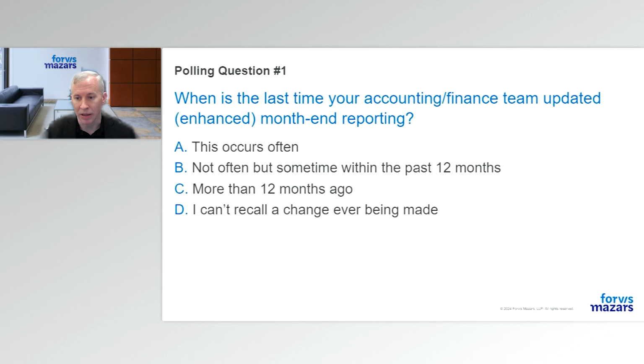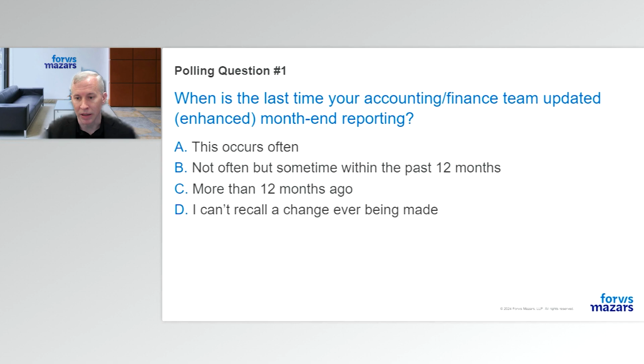So when is the last time your accounting and finance team updated or enhanced month-end reporting? So does this occur often? Maybe not often, but sometime within the last 12 months or so. Is this more than a year or more than 12 months ago? Or I can't recall ever seeing this change being made. So really curious for the results of our first polling question.